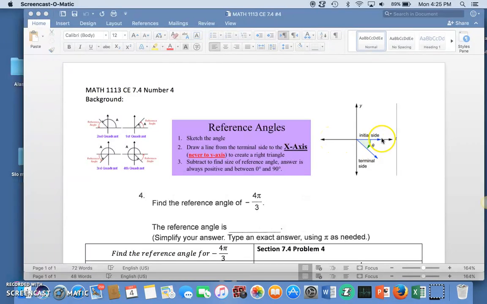1 pi is the same thing as 3 pi over 3, so that's a negative pi, negative 3 pi over 3, and we would go 1/3 more. So it would be located somewhere up in here. This was just left so I could reference it. So the reference angle would be between there and this x-axis.